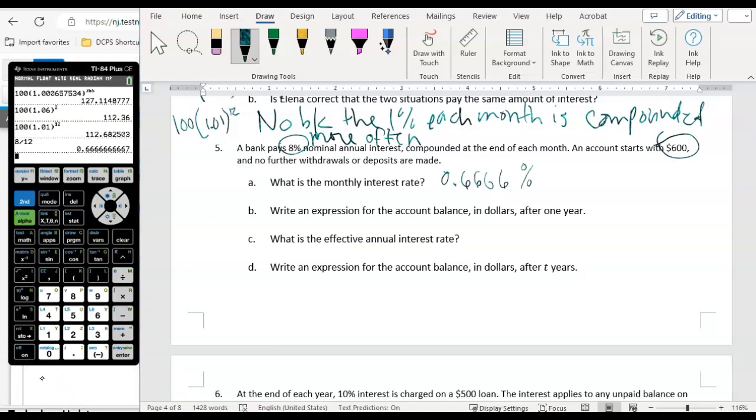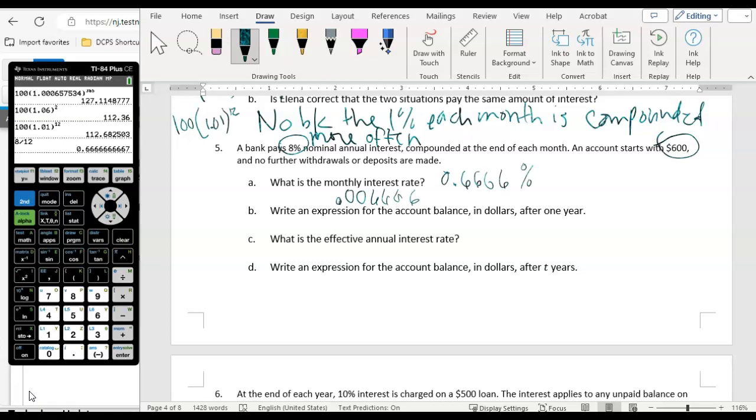So as a decimal, the monthly interest rate, sorry about that. So if you wanted to, you could also have written this as a decimal as 0.0066666, right? Moving that decimal over 2 points would also be fine.